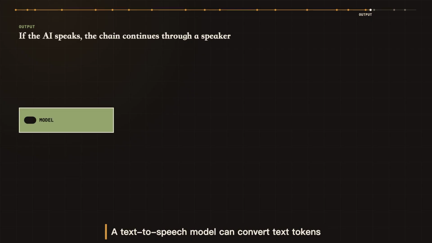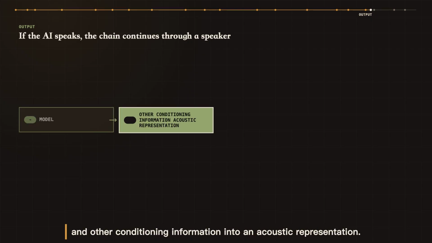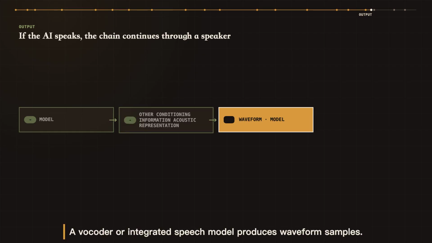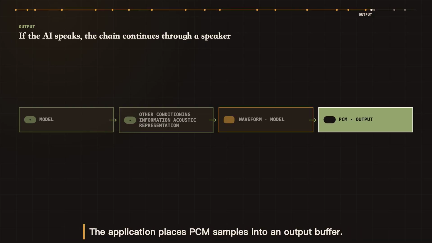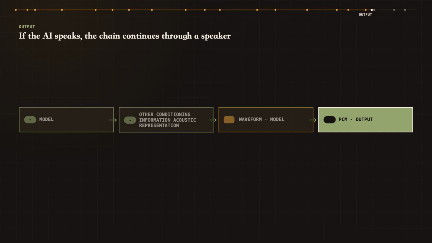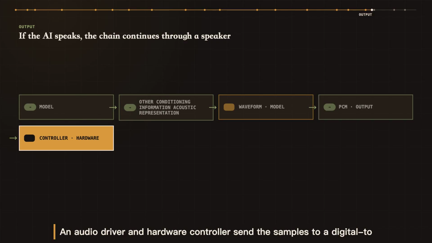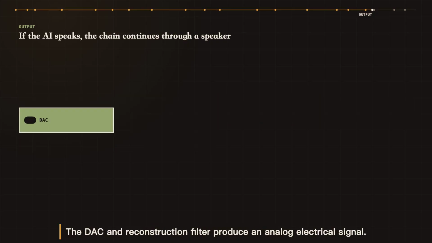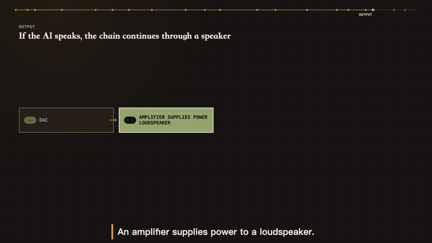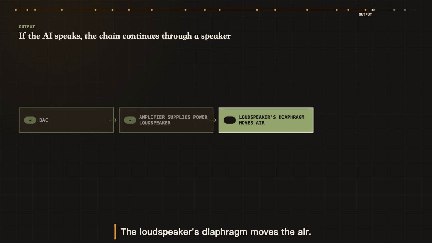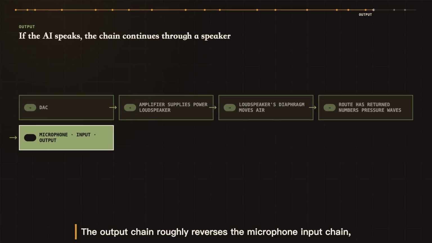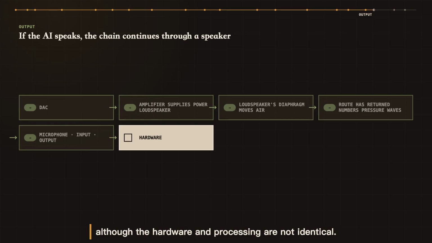A text-to-speech model can convert text tokens and other conditioning information into an acoustic representation. A vocoder, or integrated speech model, produces waveform samples. The application places PCM samples into an output buffer. An audio driver and hardware controller send the samples to a digital-to-analog converter, or DAC. The DAC and reconstruction filter produce an analog electrical signal. An amplifier supplies power to a loudspeaker. The loudspeaker's diaphragm moves the air. The route has returned from numbers to pressure waves. The output chain roughly reverses the microphone input chain, although the hardware and processing are not identical.